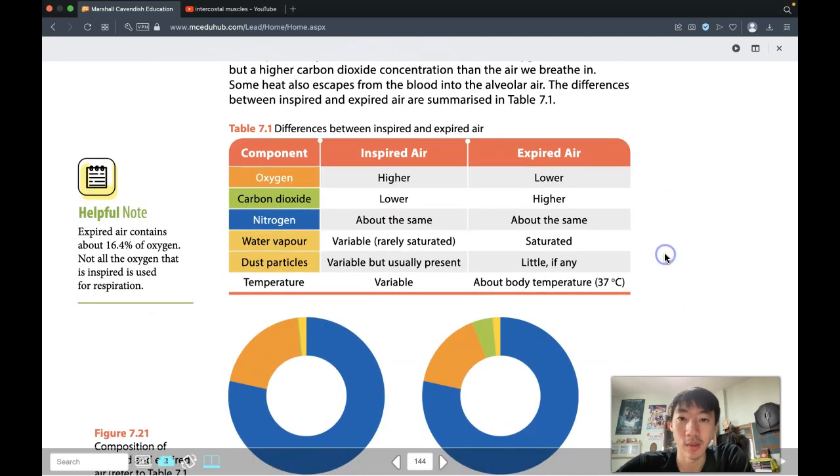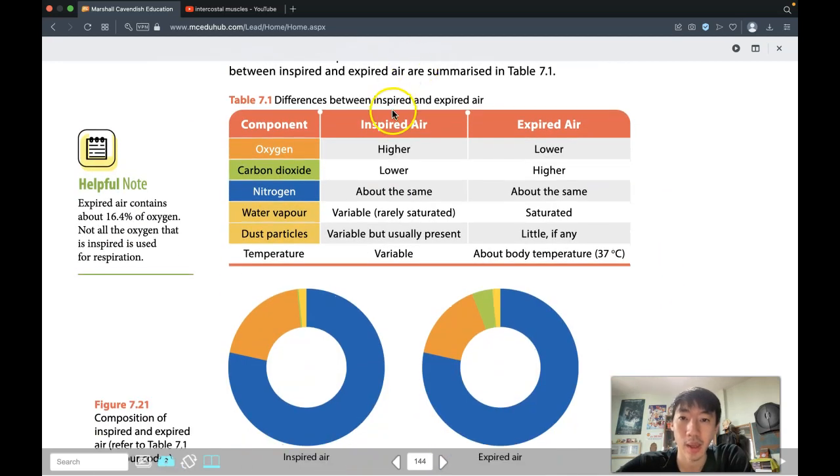Let's look at the differences. Inspired air: oxygen content is higher. Carbon dioxide content is lower. Nitrogen is about 70% of the atmospheric air. Our body doesn't use nitrogen, so whatever goes in comes out. It doesn't matter. Then water vapor, it is variable but usually saturated. Rarely saturated, not usually. It depends.